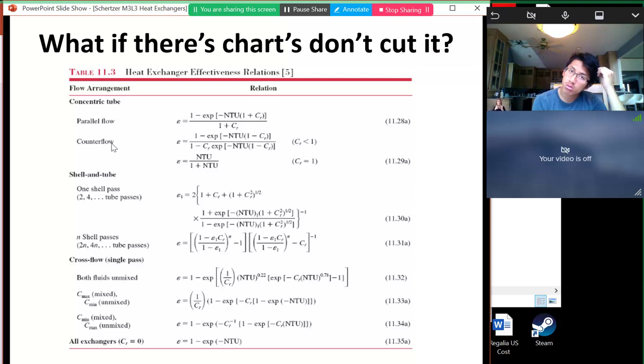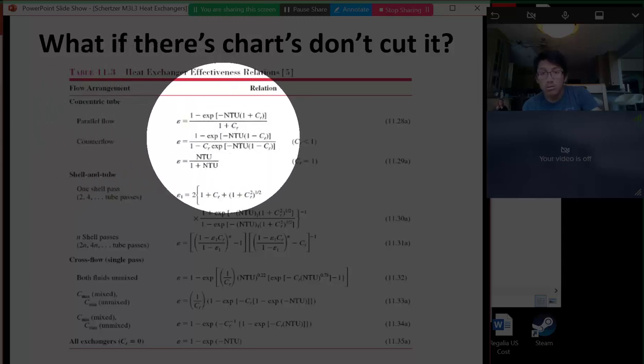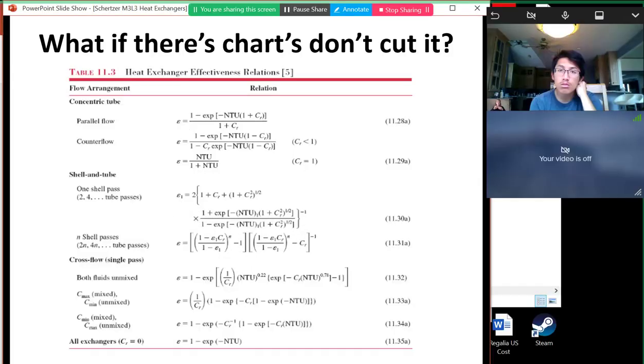I think it's 11.3 and maybe 11.4. I think I'll show the other one later. But this table, 11.3, gives effectiveness as a function of NTU and CR. So if I'm trying to find the amount of heat that my heat exchanger transfers, I'm going to find NTU by the definition and use NTU and CR to find effectiveness.